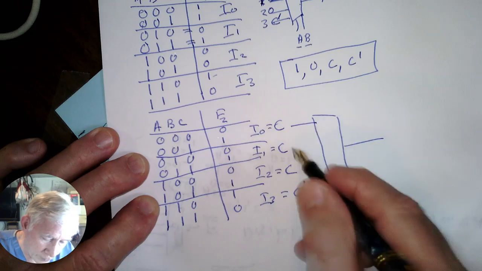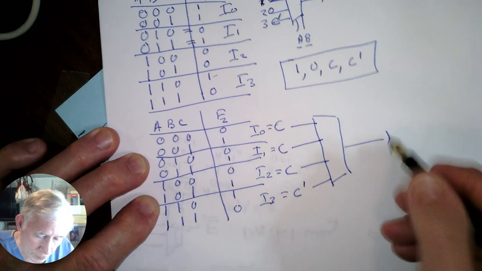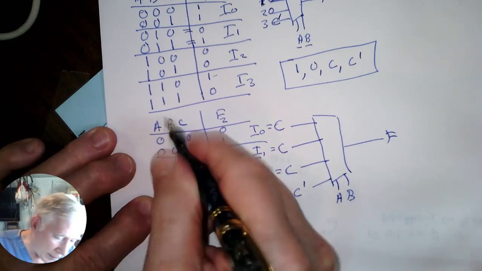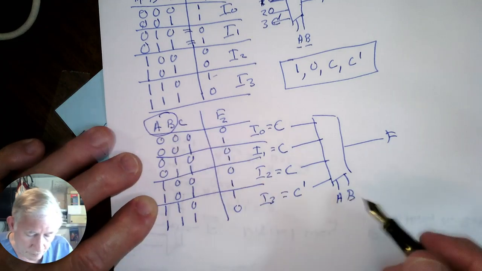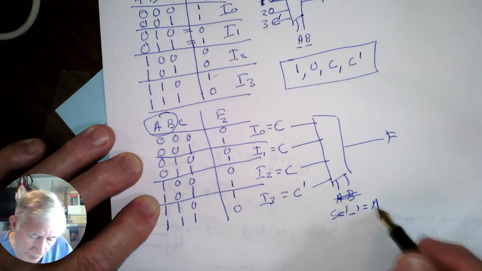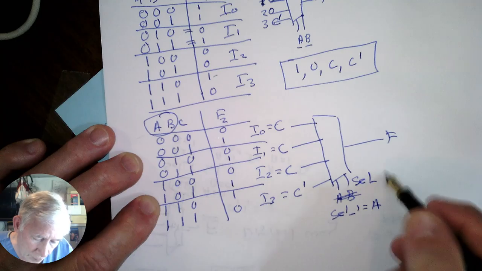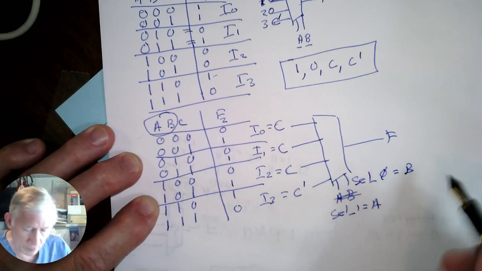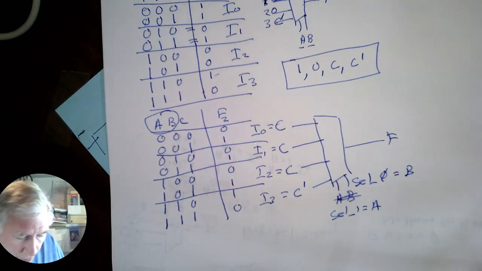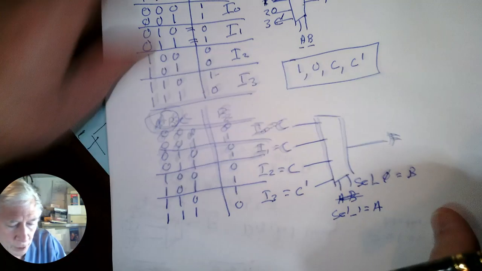Here's our four inputs. And this generates F. And we have to have A and B, the same A and B we have here. So if we called this cell 1, that would have to equal A, and cell 0 would have to equal B. We'd have to connect them. All right, so you see how that works? I think we've done enough there.